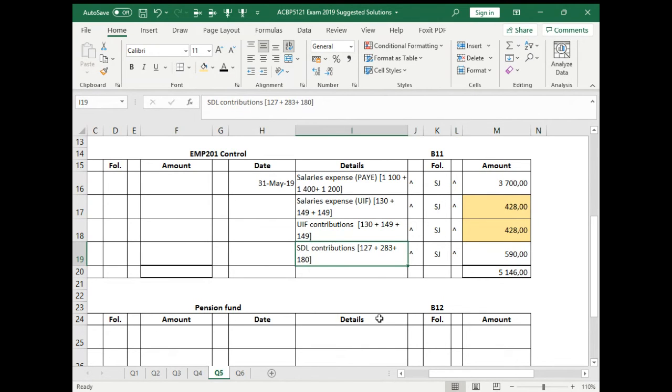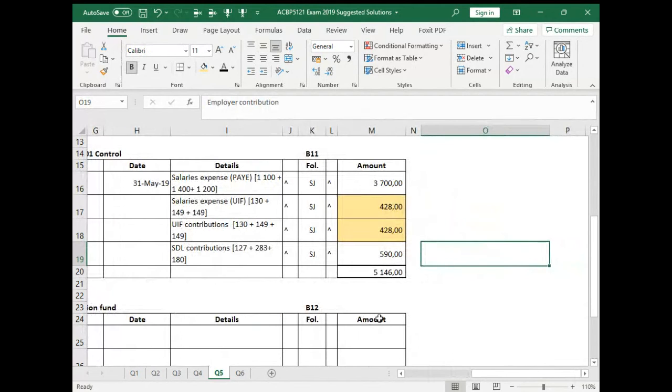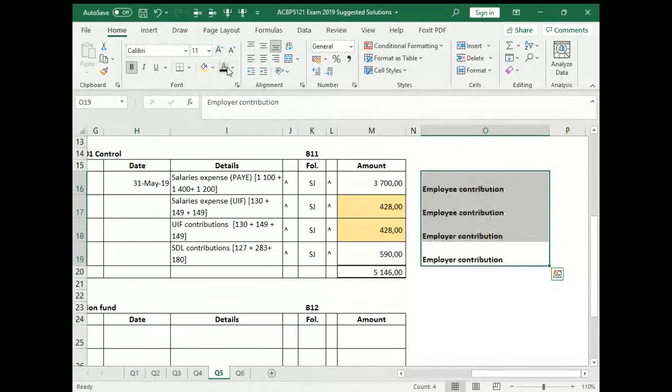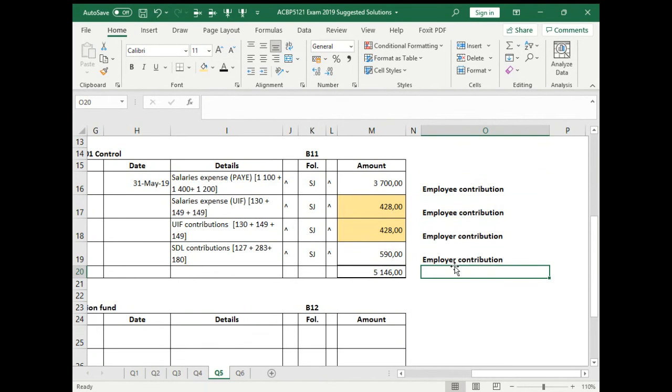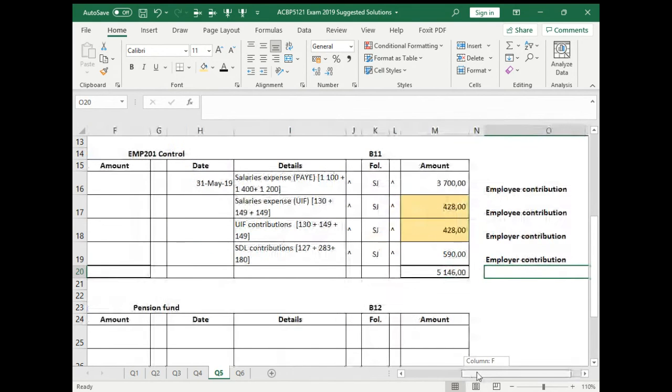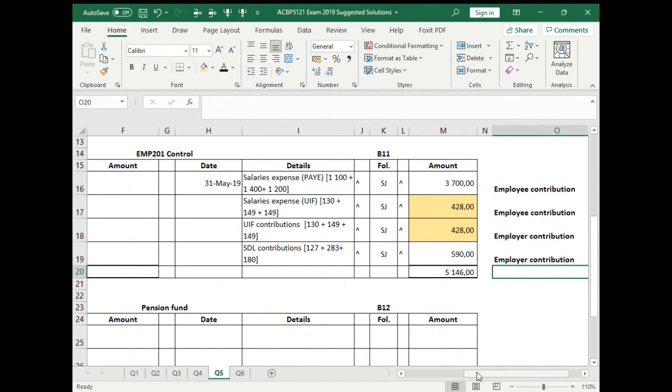And then the SDL contribution is what the employer paid over for each employee for SDL, and this you would also find on your table. So I've just put in here. So the first 2 is your employee contributions, whereas the last 2 is your employer contributions. Okay, so that's just important to note. So the salary expenses is what employees pay over. UIF and SDL contributions is additional amounts that the employer pays over on our behalf, and we create an expense account for those.